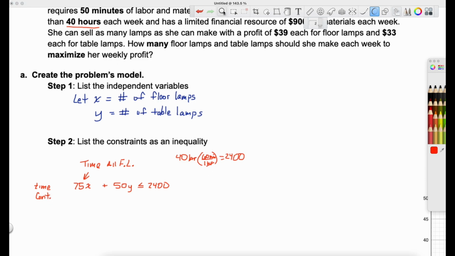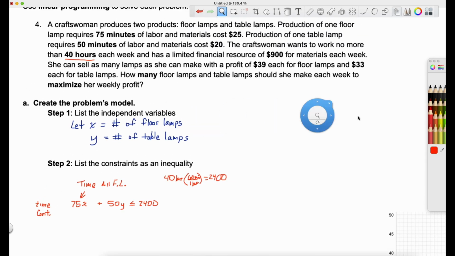Okay, so now there's another constraint here, and that is the cost constraint. She's got a limited financial resource of $900 a week. I mean, we could also say, okay, I know that we have to be within $900 here. So we're going to spend some money to make money, but the spend money is on the left side, no more than 900.